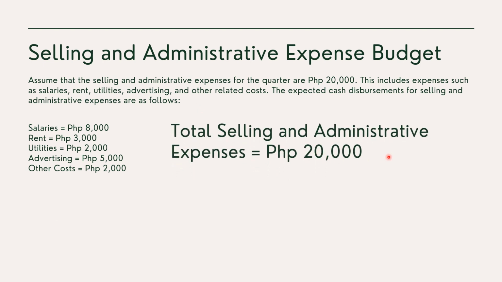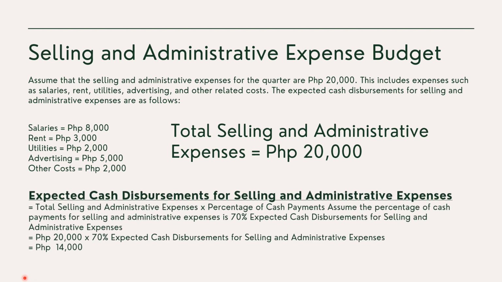Okay. And then, here we go again, we estimate how much we will pay in cash. So here, we estimate that 70% is expected to be disbursed for selling and administrative expenses. So you have 20,000 multiplied by 70%, you will get 14,000 pesos. Okay?